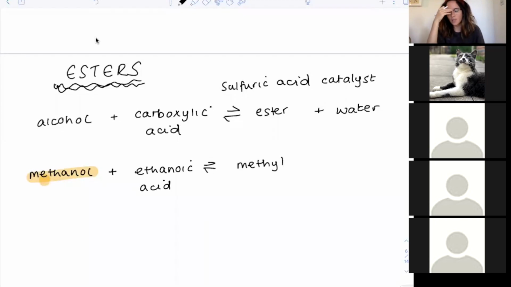Now, the second part of the ester's name comes from the fact that it needs to contain an oate, and that oate, the beginning part of that name, is going to come from our carboxylic acid. And so the name of this ester is methyl ethanoate. So what remains the same for all esters is that you have this kind of ending, an ending "-oate". But crucially, the prefix comes, for the first part of its name, from the alcohol, and for the second part of its name, from the carboxylic acid.